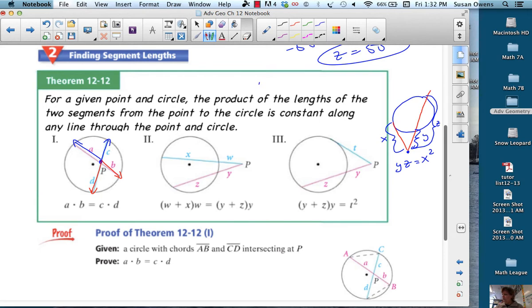Now the second one has some overlap because you actually have to go through the first intersection point to get to the second one.